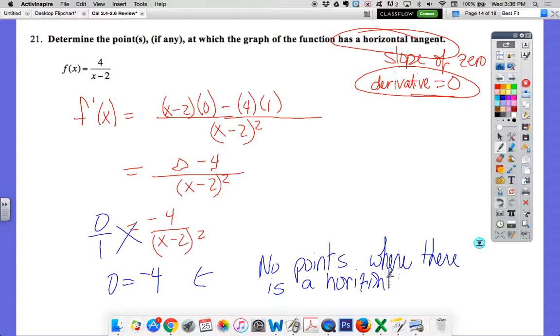And I should have made a better sentence. I should have said, let's back up. Let's do a better job. There are no points where there is a horizontal tangent.